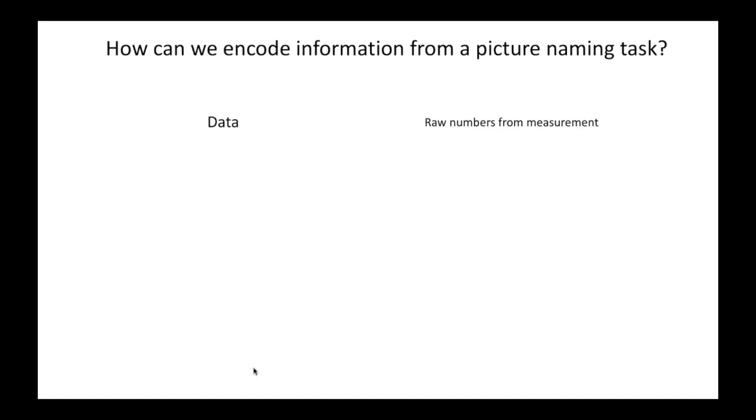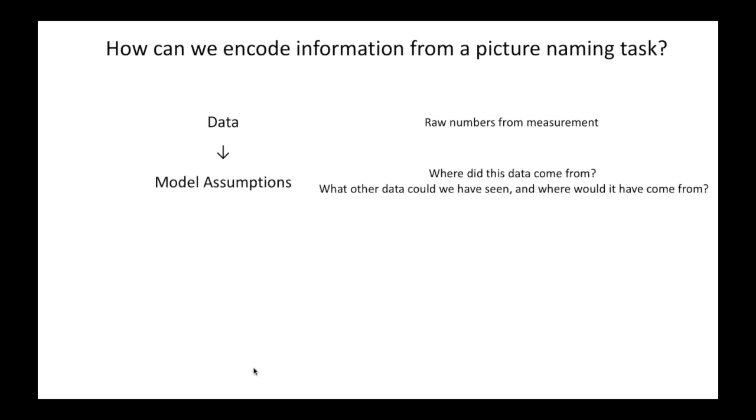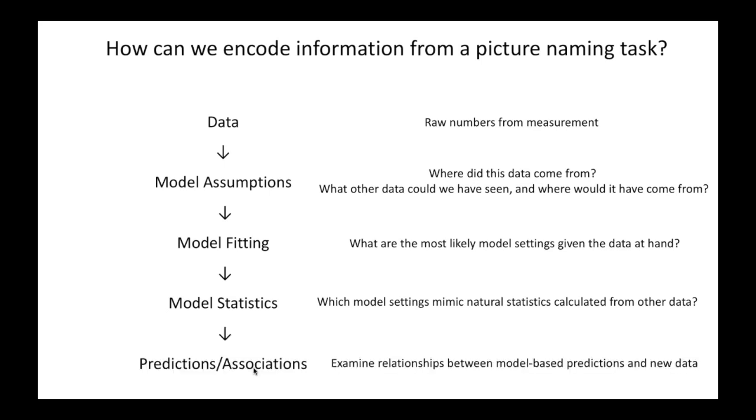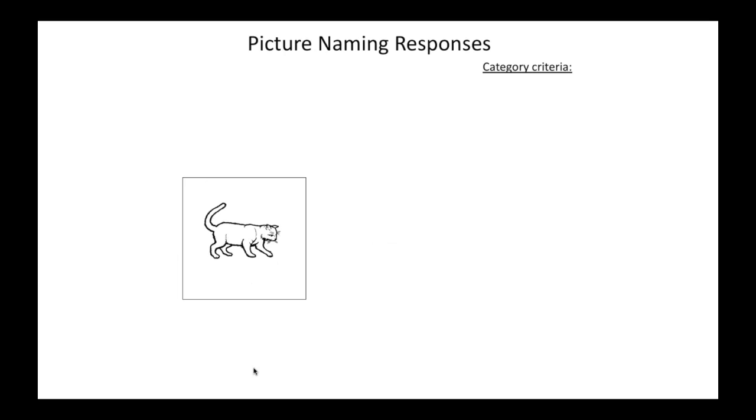So again, just to highlight this procedure and give an outline of it, we get data. This is just raw numbers from measurement. And then we make our model assumptions, where we try and make truthy statements about where the data came from, what other data might we have seen, and where would that have come from. Once we have these assumptions, we can do some model fitting, where we ask what are the most likely model settings given the data at hand. And then we can ask, once we have these settings, which of these should mimic natural statistics? Which of these encode information about the world? And we make predictions and look at the associations with brand new data that wasn't used to fit the model. And so in this way, we're checking our assumptions. And it's a cycle.